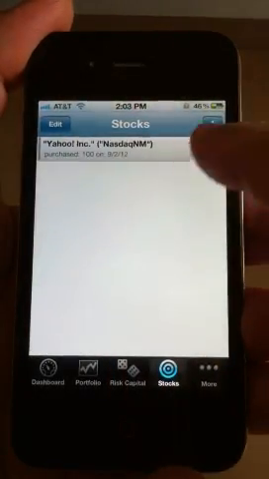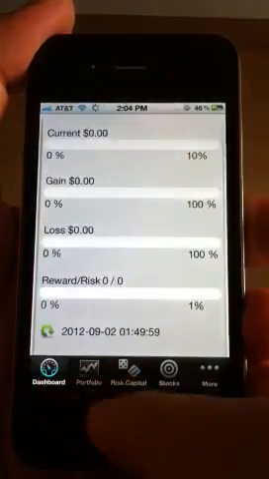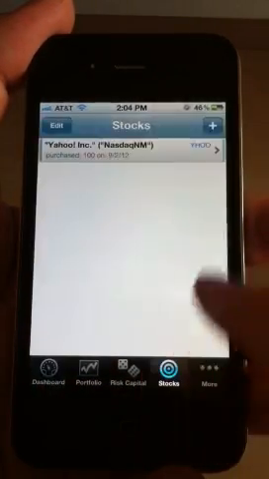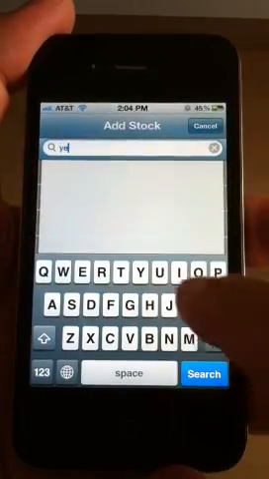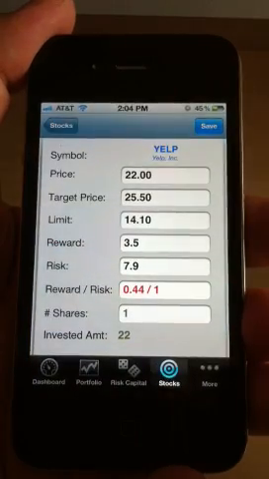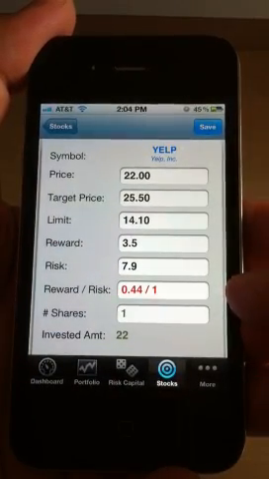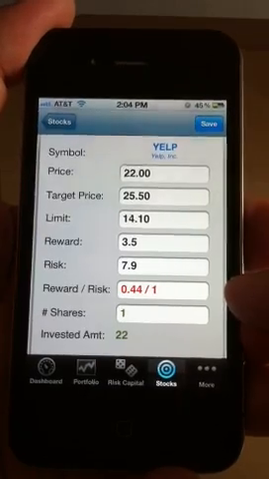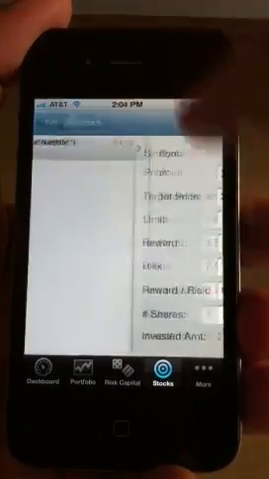We go back, now we can see the shares, we can go back to the portfolio, and we can go back to the dashboard. Let's add another stock. Now let's add Yelp. Yelp at this point is actually in the red zone because the reward to risk ratio is less than our comfortable zone. So we are not going to add Yelp.